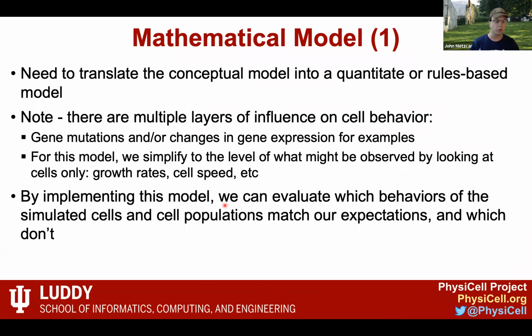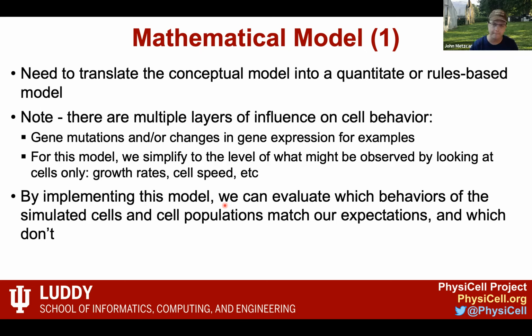So we want things like growth rates and cell speed that can be tracked to or set to an individual cell level. And then going further through the whole modeling workflow, by implementing this mathematical model into a computational model, we'll be able to evaluate which behaviors of the simulated cells and cell populations match our expectations and which don't, and then iterate on that.